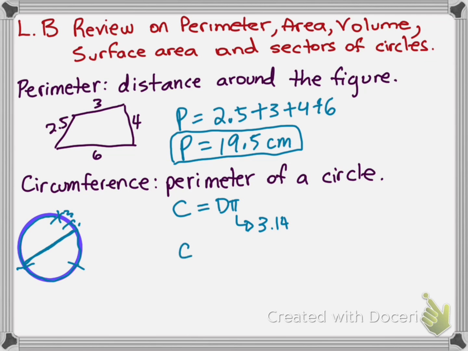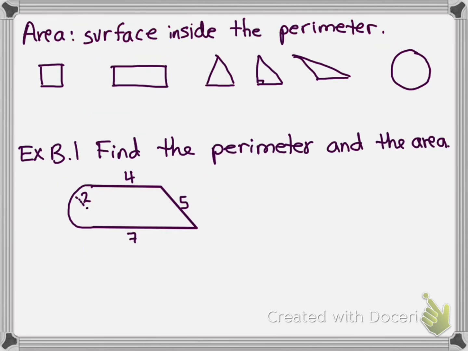Now remember that we also have the formula in radius, and so 2r pi is the circumference formula, but in terms of the radius. And why is that? Because 2 radii is the same as 1 diameter. So that's why we can use either of those two formulas. So let's continue with the next one, and then we'll do exercises on these.